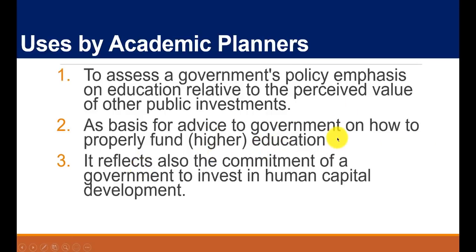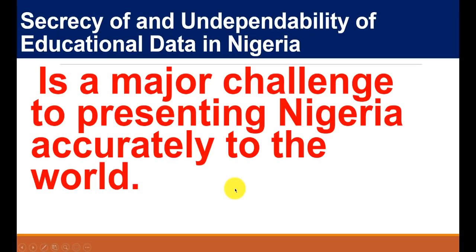Now, let me pause here to tell you that there is nothing, and we gave it as a question, that UNESCO has recommended 26%. It's all lies. It's a myth. There's nothing like that. I'll come to it when taking on unit costs. So, were you able to advise government that they have to properly fund higher education, in this case, university education? It also reflects the commitment of government to invest in human capital development.